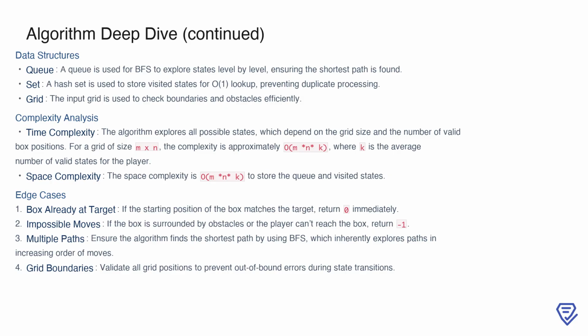The grid itself is used to efficiently check boundaries and obstacles. For the complexity analysis, the time complexity depends on the grid size and the number of valid box positions. In a grid of size m×n, the time complexity is approximately O(m*n*k), where k represents the average number of valid states for the player. The space complexity is also O(m*n*k), to account for the queue and visited states.